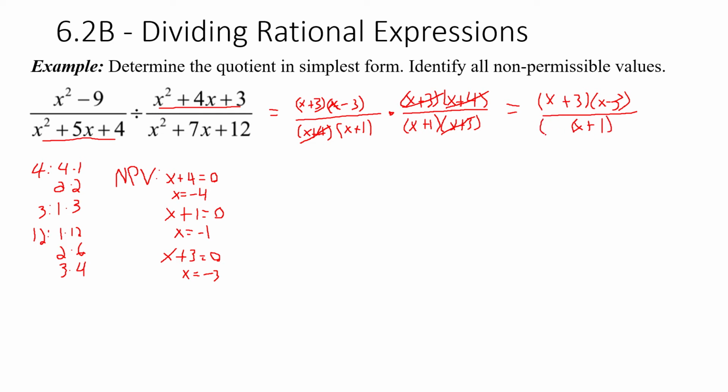X plus 1 times x plus 1. And our non-permissible value list is negative 4, negative 3, negative 1.